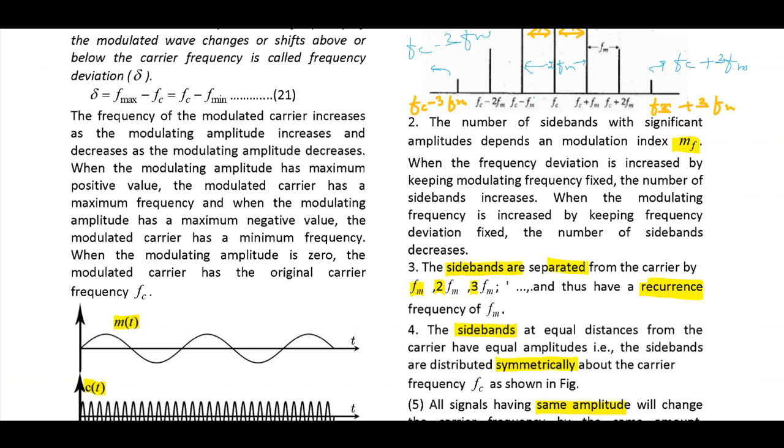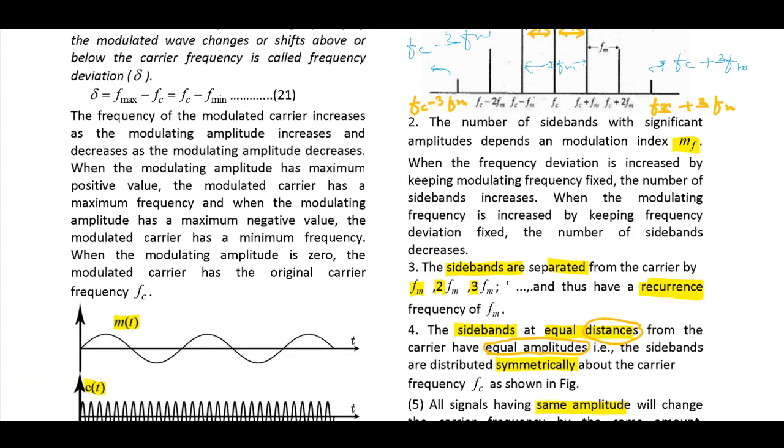Now the next point is, the sidebands are at equal distance. First, they are at equal distance. And the second point is, their amplitude is equal. Another aspect is equal distance and then equal amplitude. One is equal distance, note it down, equal distance from the carrier frequency, and equal in amplitude.